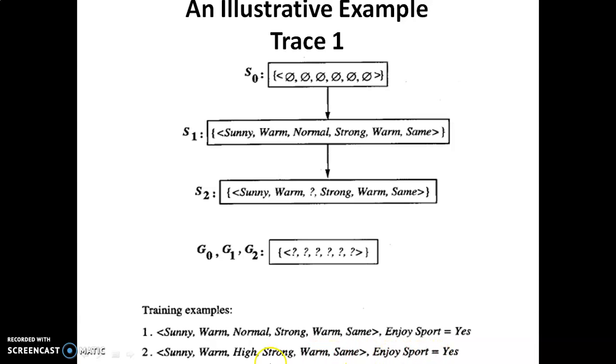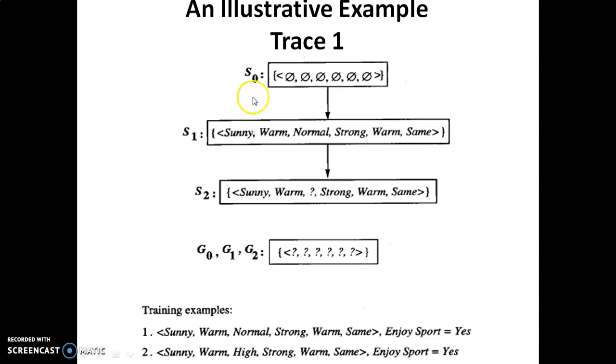Okay. For the second example, what happens? In case of the general hypothesis, again all values are acceptable here. Since there are question marks, all values are acceptable, which will classify it as a positive example. So it is consistent with this general hypothesis. So again there will not be any change. So that will become G2.